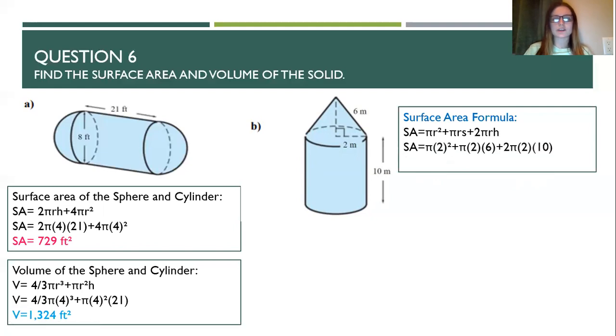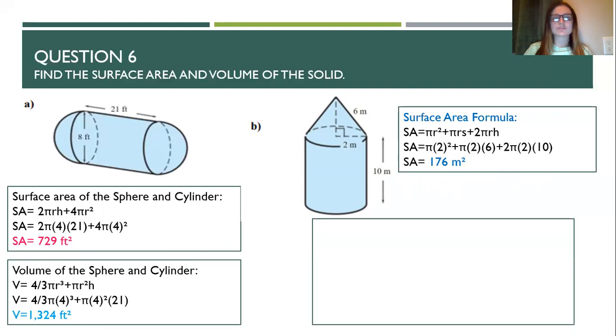So we plug in our numbers, and as you see, the radius is actually already given to us, and it is 2. So pi times 2 squared plus pi times 2 times 6 plus 2 pi times 2 times 10 is equal to 176 meters squared. Now we have to find our volume.